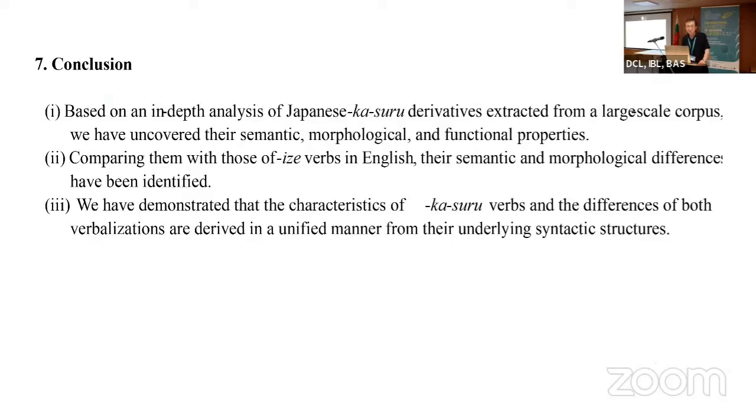So, section 7, conclusion. 1. Based on in-depth analysis of Japanese Kasuru derivatives extracted from a large-scale corpus, we have uncovered their semantic, morphological, and functional properties. 2. Comparing them with those of -ize verbs in English, their semantic and morphological differences have been identified. 3. We have demonstrated that characteristics of Kasuru verbs and the difference of both verbalizations are derived in a unified manner from their underlying syntax structures.